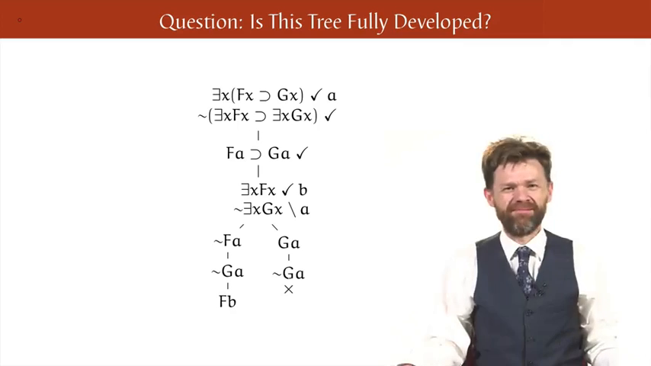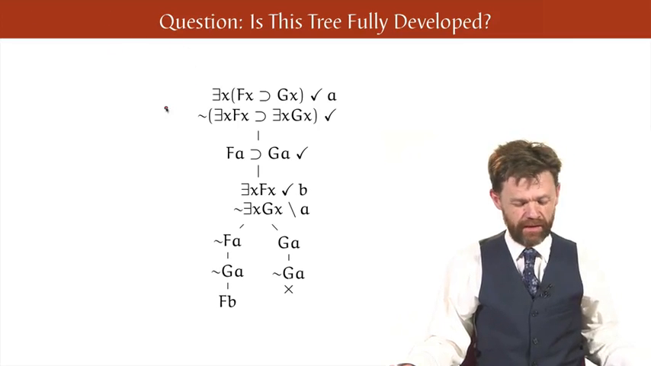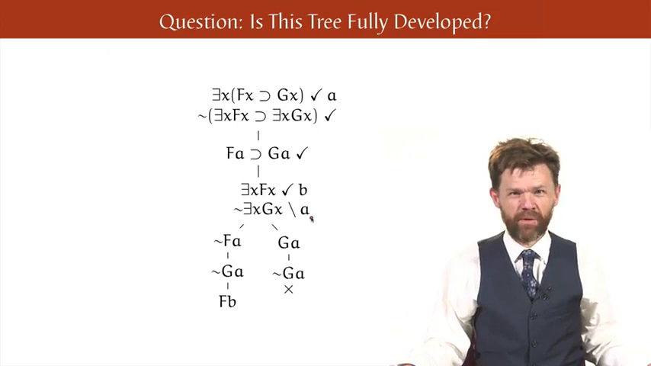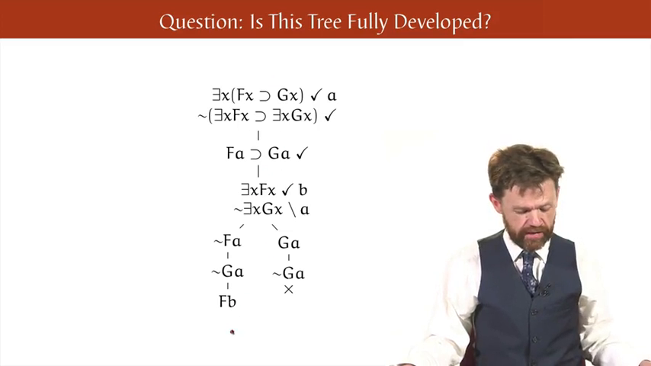How did you go? I hope you got it right. This tree is not fully developed. It's not completely done. If you take a look at this negated existentially quantified formula here, it's not the case that something has got property G. This has been processed with A, but not with B, even though B occurs in this left branch.